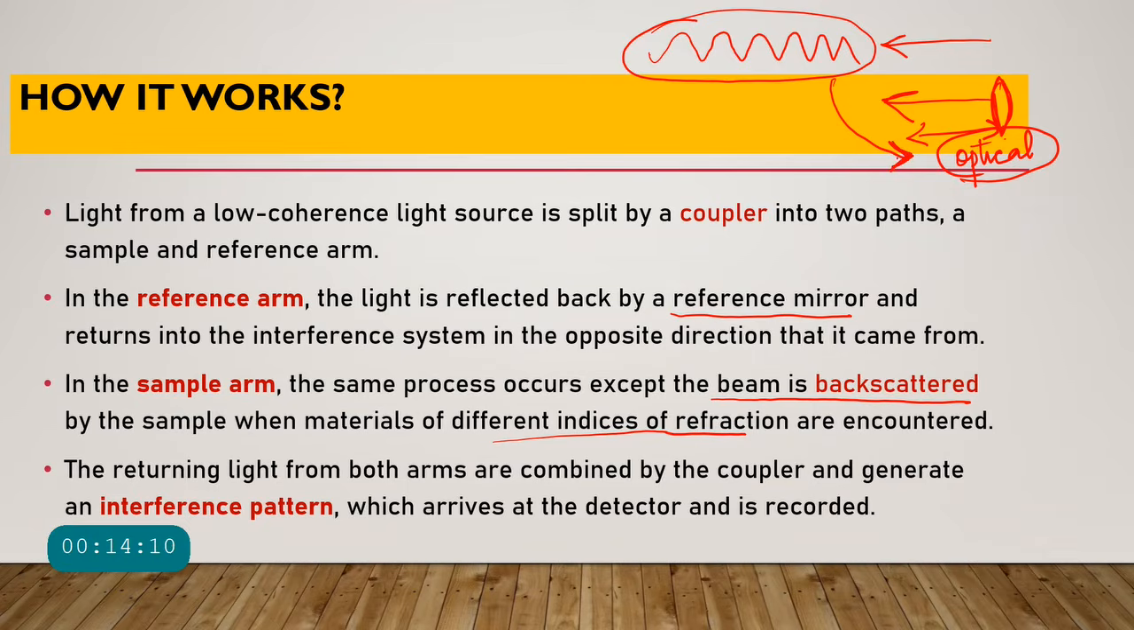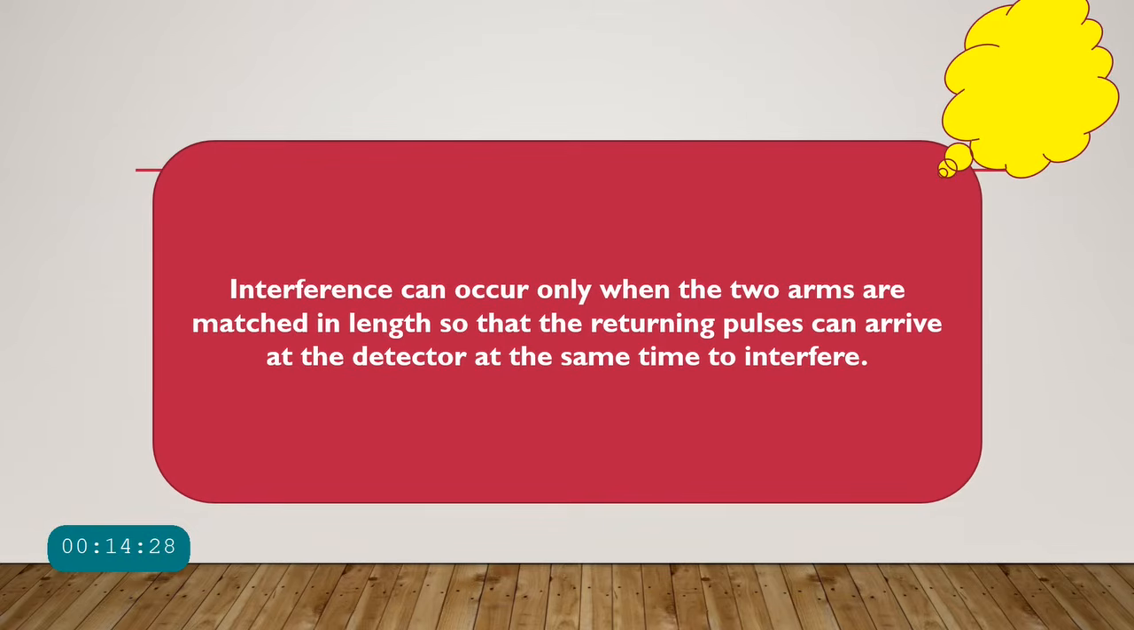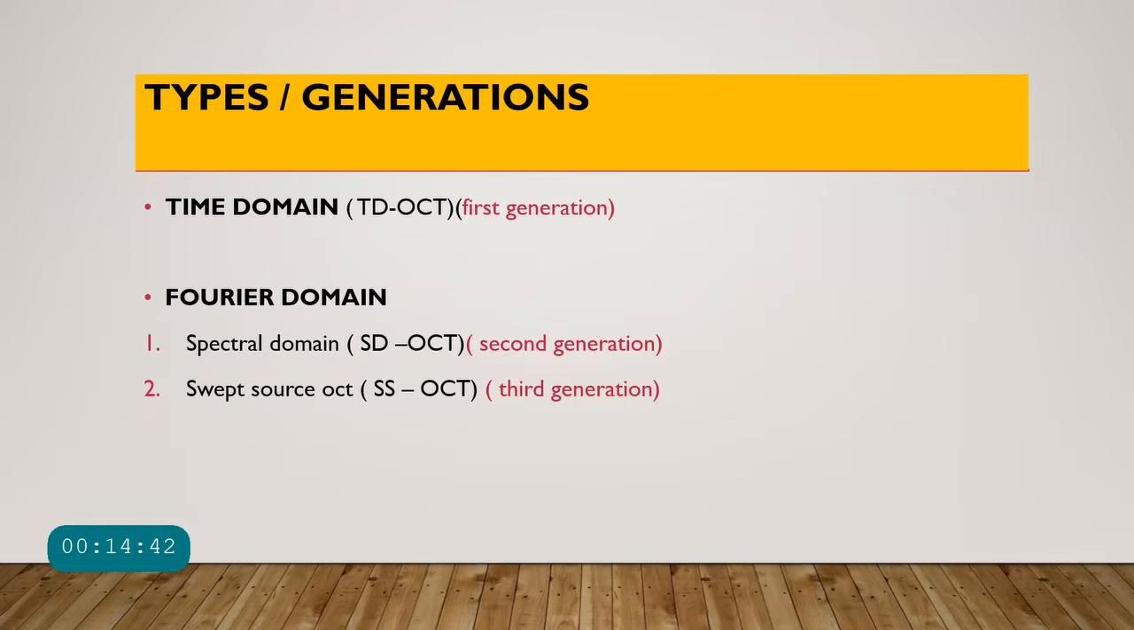We know the length already from the optical path length of the reference mirror, and the same thing we can interpolate to the sample, and that is how we are going to get the depth of each layer of the retina. So they both are going to undergo interference, which is going to be detected by the detector and then recorded. Now the important thing to know is that interference can occur only when the two arms are matched in length, so that the returning pulses can arrive at the detector at the same time to interfere.